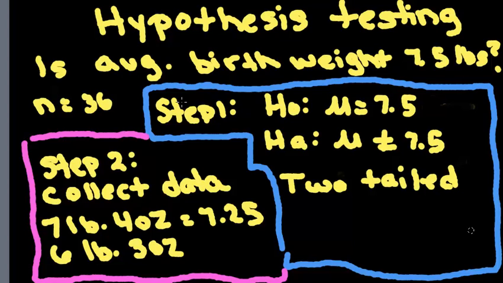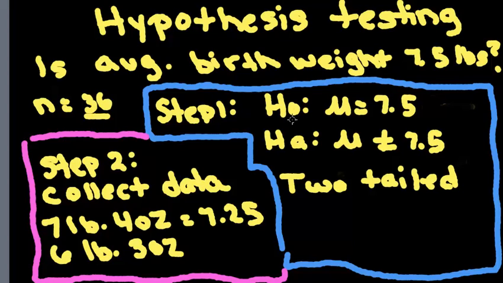Hi, today we are looking at doing a hypothesis test for a known value. We're going to look at the question, is the average birth weight of babies 7.5 pounds? We're going to assume we took a random sample of 36 babies, and our first step is going to be to create the two hypotheses that we need.